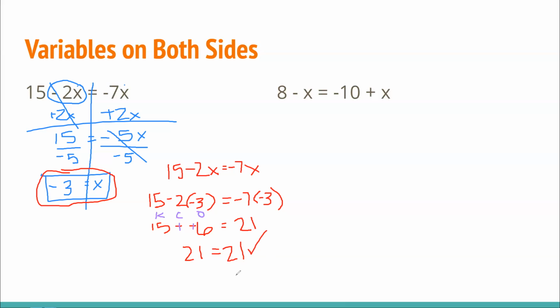So I know that that checks out. 21 does equal 21. So I know that my answer is correct. If I ever ask you if a solution works, so if I said, I think that x equals negative 3, am I correct or not? And you will have a problem like this on your homework. All you're going to do is substitute in, just like how I did right here when we checked our solution.